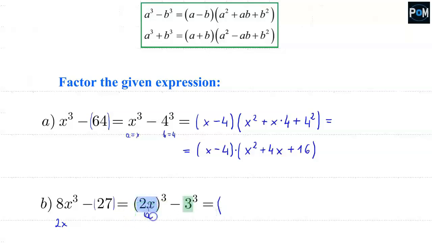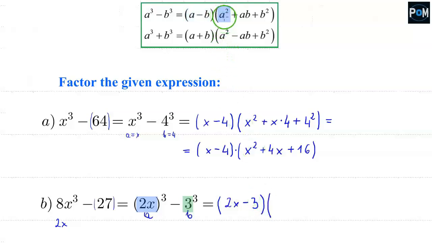2x in the bracket is a, and b is 3. Using the formula, we have to write in the first parentheses a minus b. In our case, it's going to be 2x, because that is a, minus 3, because that is b. This is the first parenthesis.